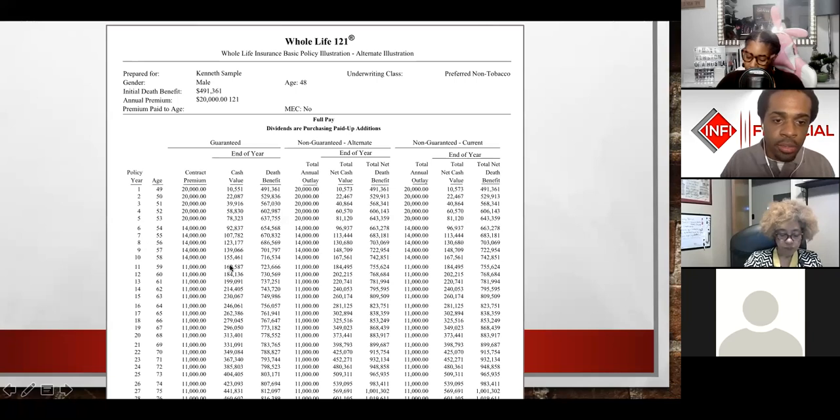Again, so now I'm going from year 10 to year 11. In year 11, he's putting in 11,000, but his cash value grew by 14. So now his cash value is growing by an additional 3,000, more than what he put in. Compound interest, and it takes that time.